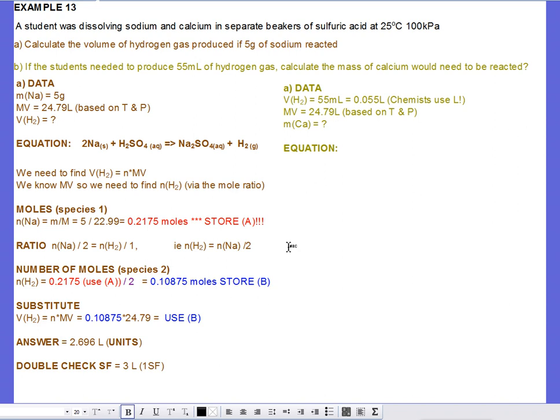The next thing we do as chemists is write the chemical equation down, so please pause the video and see if you can get the chemical equation right for this reaction. You should have got calcium plus sulfuric acid goes to calcium sulfate plus hydrogen.